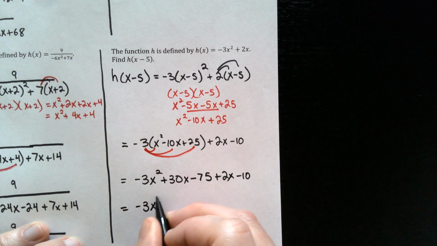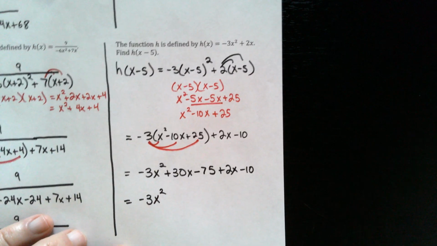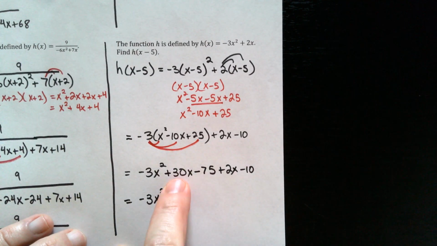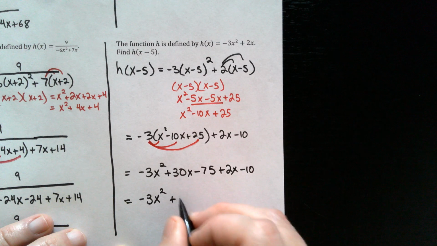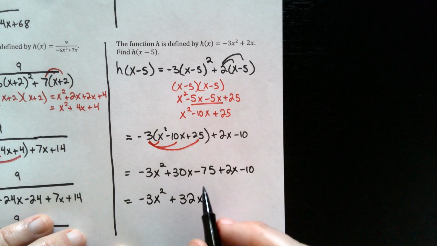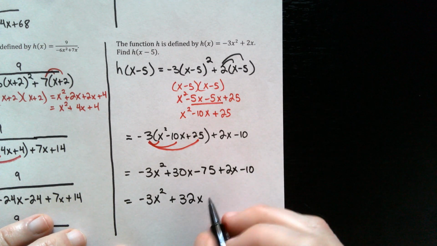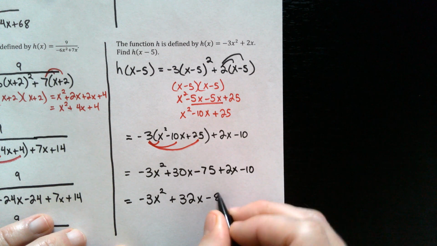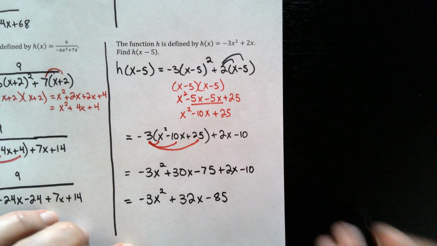-3x squared has no like terms, so I just write it down. Okay, here's my x terms. 30x and 2x make 32x. And then -75 and -10, we add and keep the sign, so that will be -85. And that's the answer to that one.